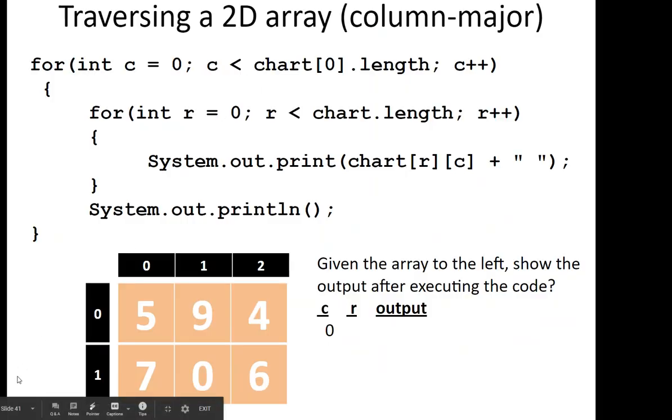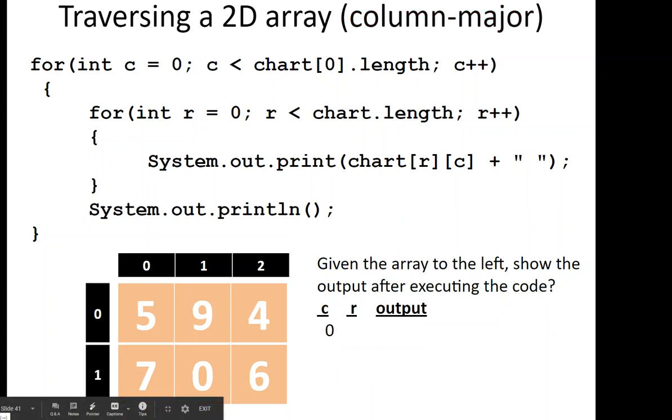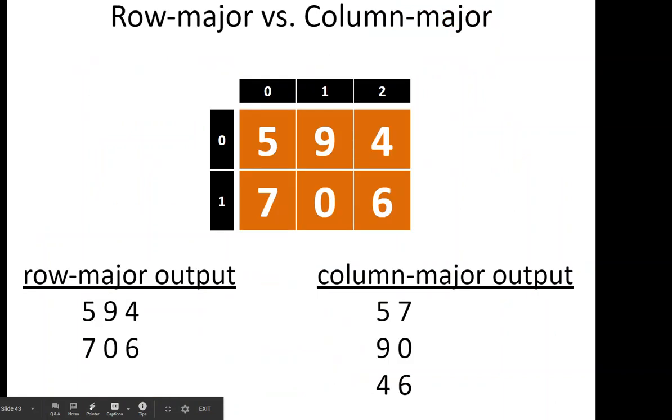So now column starts out at 0, and the output goes this way. It would be 5, 7. I guess we didn't walk this through. First, column would start out at 0, and you'd go 5 and then 7. And then go to 1, 9 and then 0, and then go to 2, 4, and then 6. Okay, so that's the difference in how the output would come out.